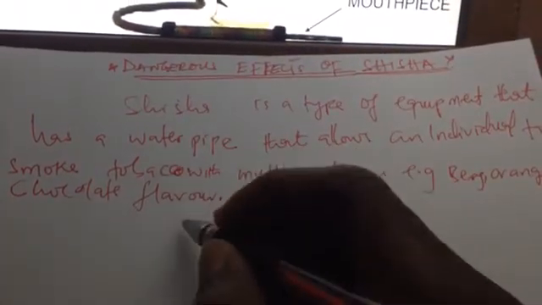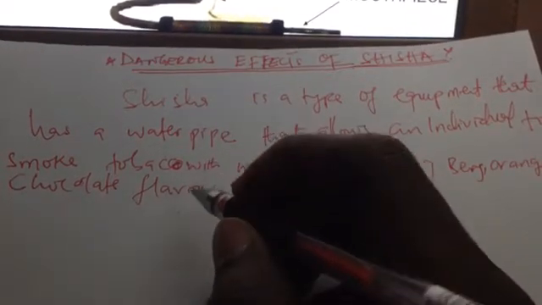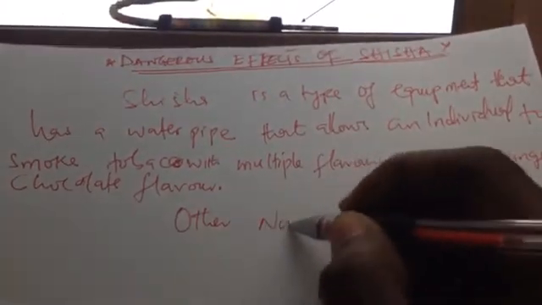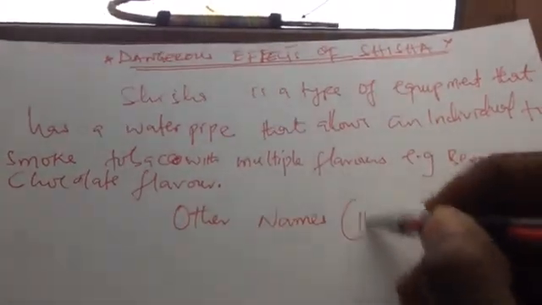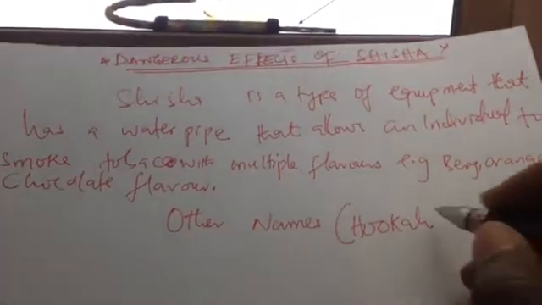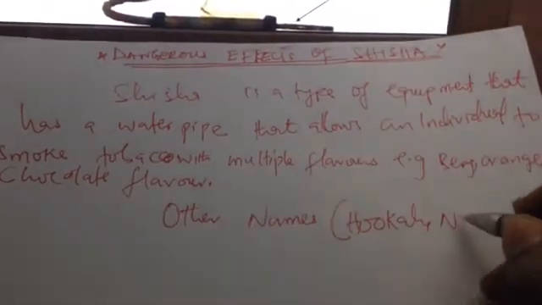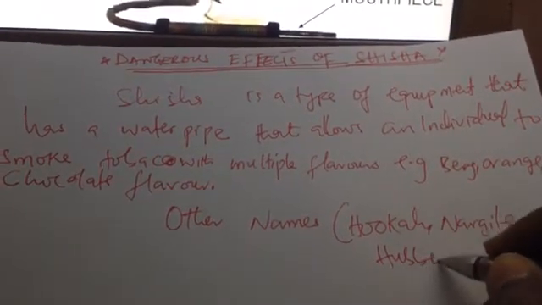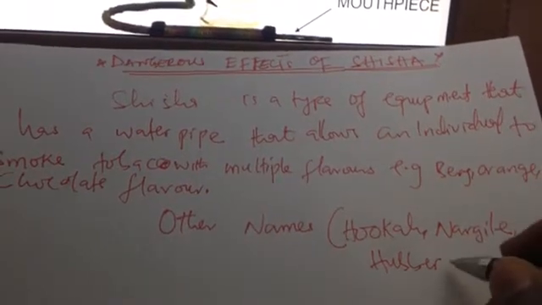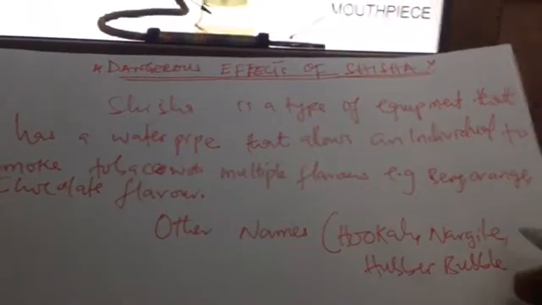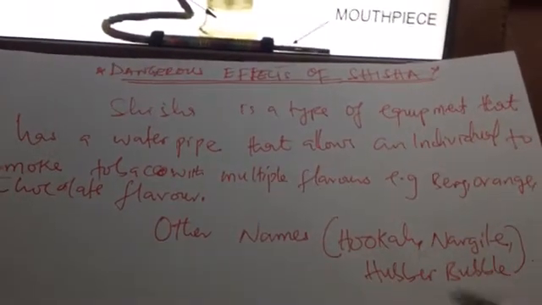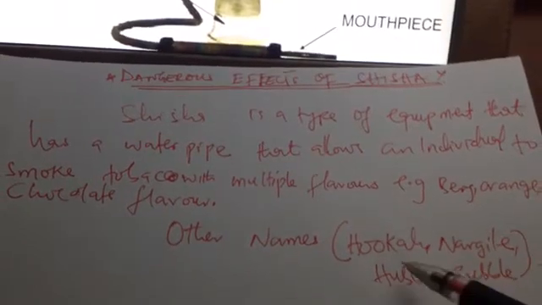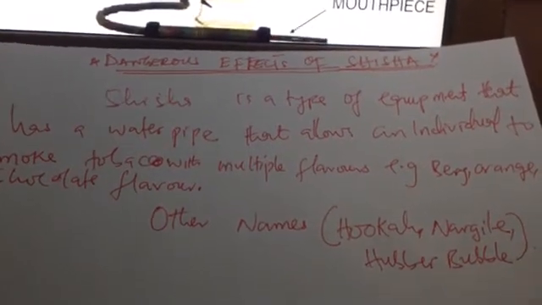Then there are other names of the shisha. Sometimes they call it hookah, sometimes they call it nagail, sometimes hubble bubble. All these names can be used interchangeably with shisha. Depending on the region around the world, some regions use the term hookah to describe the shisha, some use nagail, and some hubble bubble.